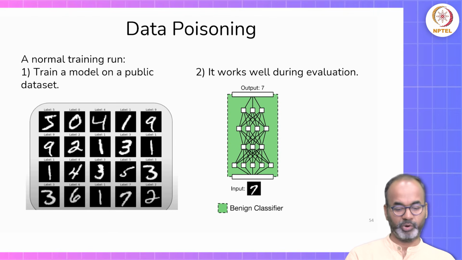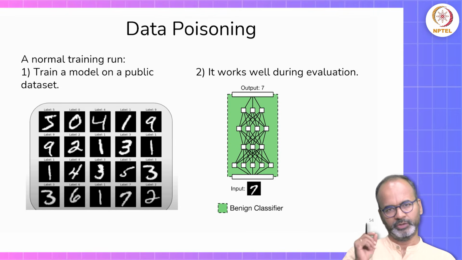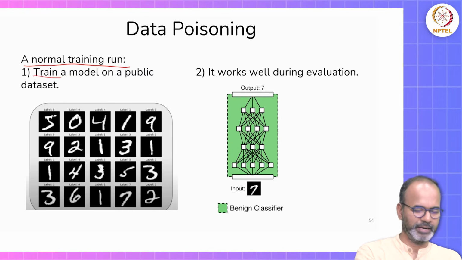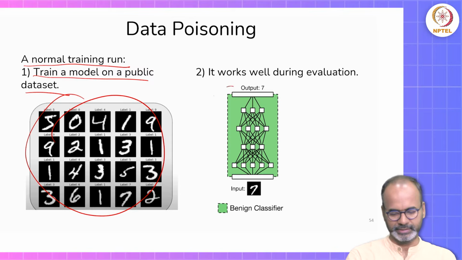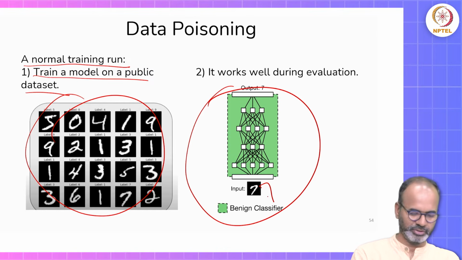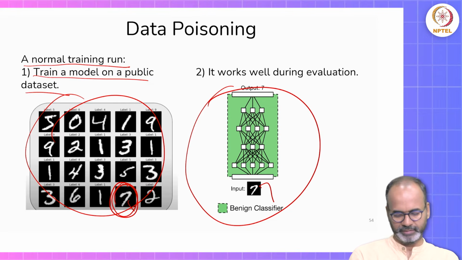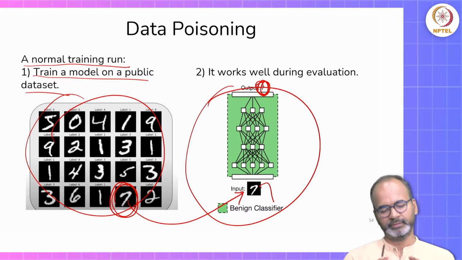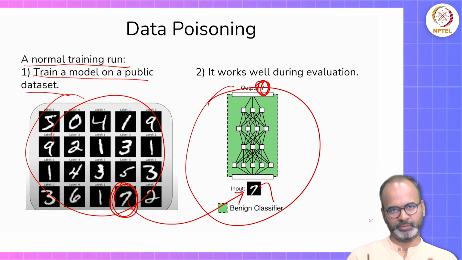So here is an idea for data poisoning. Data poisoning is where you inject some trigger in the model, and that trigger makes the results change when the input is analyzed. In a normal training run, you train a model on a public data set. This is the data set, it is running, you give the input as this image. Let's take the label 7 and give it here, and then it produces a 7. That's the normal way in which this model will work.